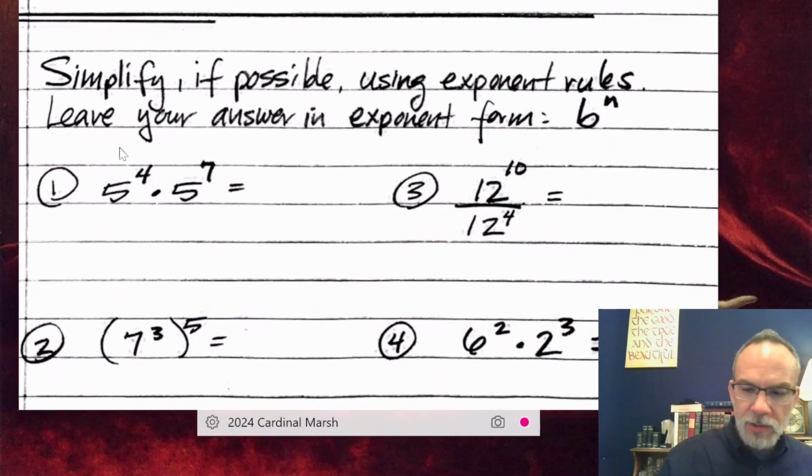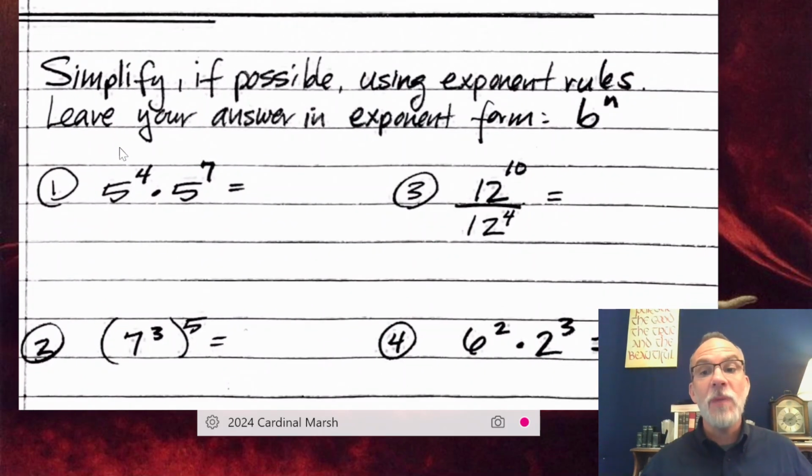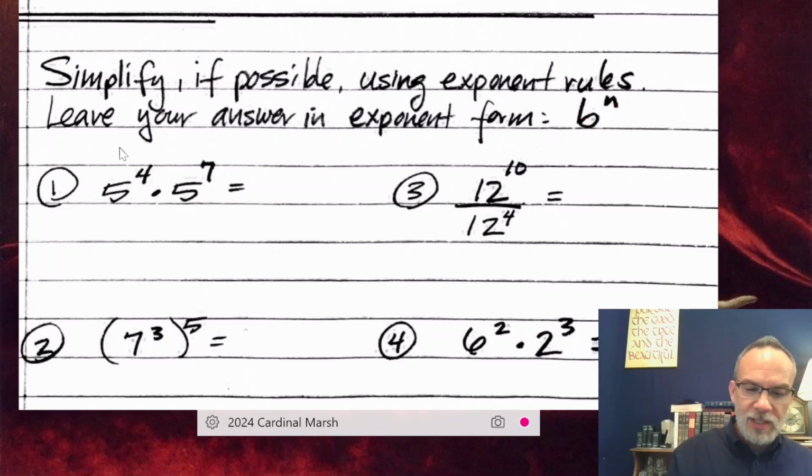So let's put this to use here. The directions are to simplify, if possible, because sometimes you can't use an exponent rule. Using exponent rules, leave your answer in exponent form, which is b, the base, to some n, an exponent. So I'm looking here at number 1. Number 1 says 5 to the 4th times 5 to the 7th. The bases have to be the same. So are the bases the same here? Yes. The exponent's 4 and the exponent's 7.